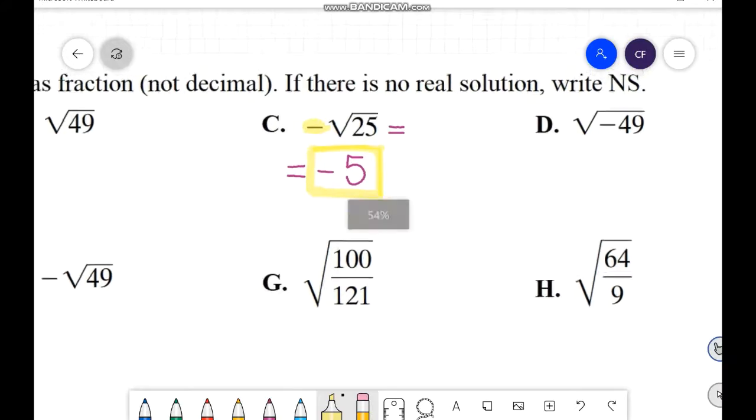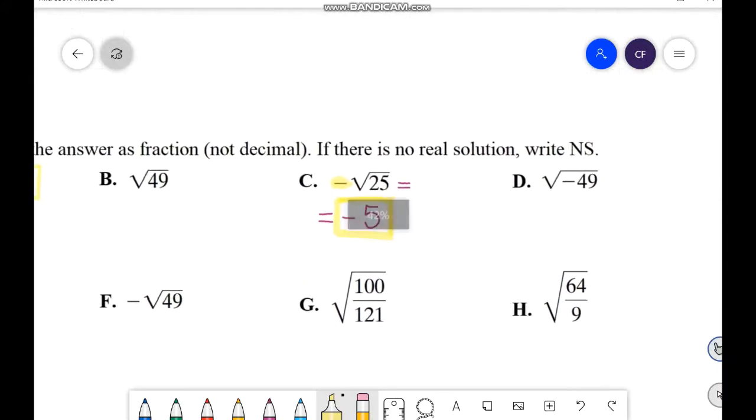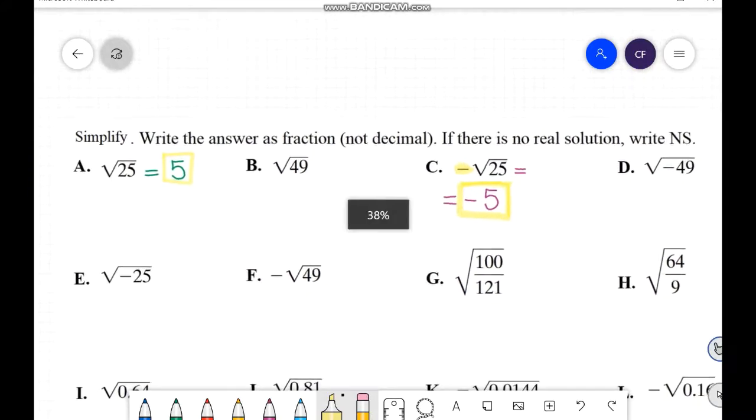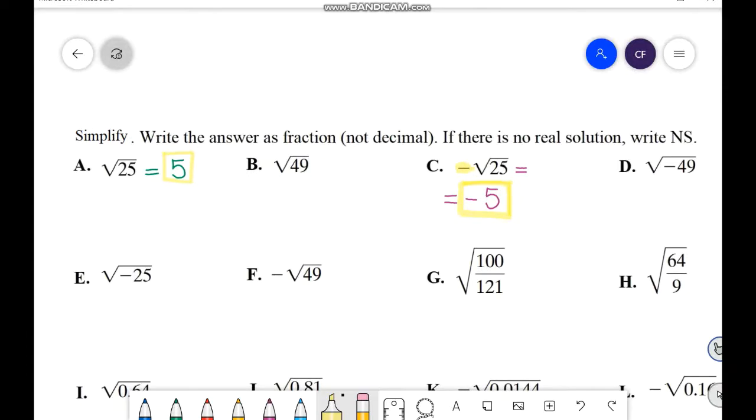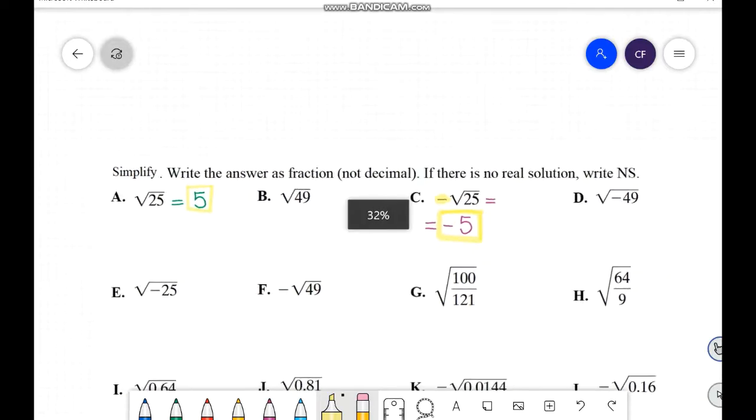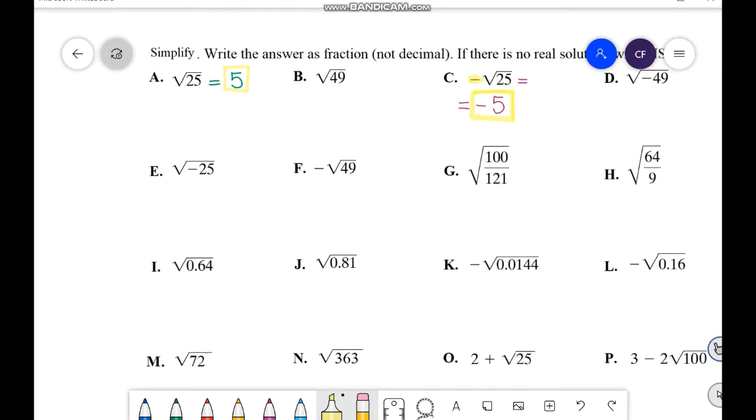Okay? Now, I'll give you a couple of minutes so you can work on the questions. Very basic questions, and maybe a few questions are tricky. Maybe M or N, I think, because you have to factor out. But all the other questions are not so hard.